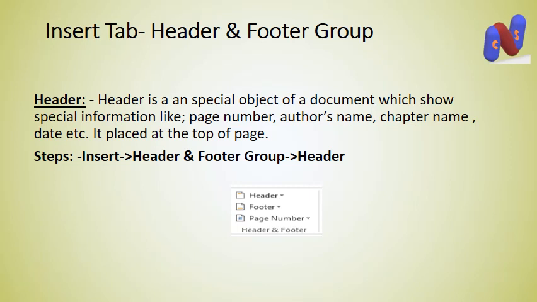Now insert tab header and footer group. Header is a special object in a document which shows special information like page number, author's name, chapter name, date, etc. It is placed at the top of the page. Steps to insert a header: if you want to insert a header in your document, click on the insert tab, then go to the header and footer group, and then select the header option.